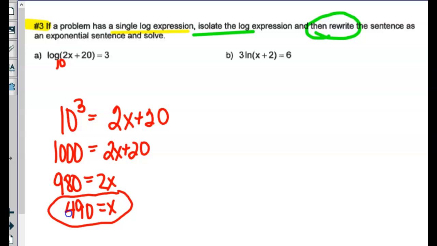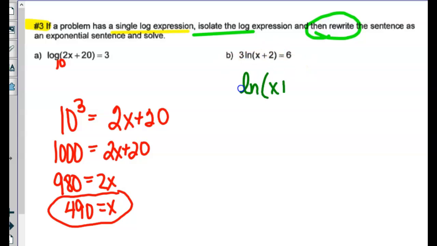Easy peasy. Okay. So basically what you're doing is you're looking at that problem and you're going, yeah, I have no idea how to solve that. So I'm going to rewrite it as an exponent sentence, okay? What's the trick to this one though? Yeah, we need to isolate the log first before we try to rewrite it. Do you want to move that up there to a cubed? No. Let's not do that. Let's just divide it on both sides.